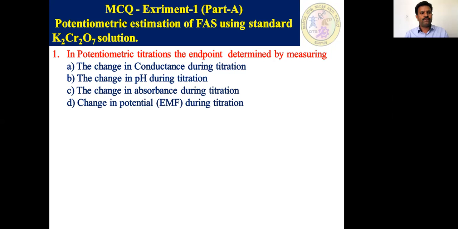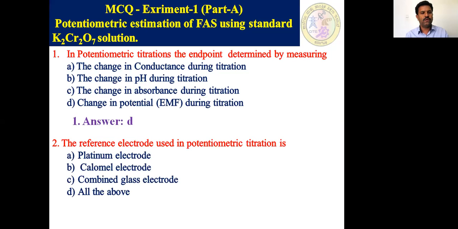Question number 1. In potentiometric titrations, the endpoint is determined by measuring option A, the change in conductance during titration, option B, the change in pH during titration, option C, the change in absorbance during titration, option D, the change in potential during titration. So the right answer is, we use the change in potential during the titration in potentiometric titration to find the end point. Hence the right answer is option D.